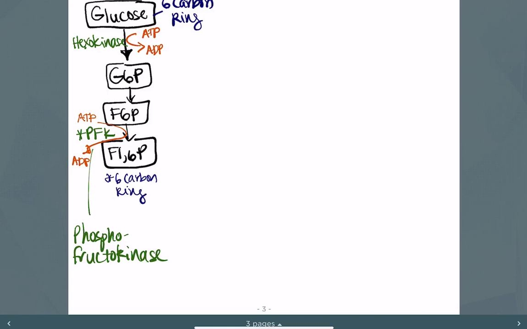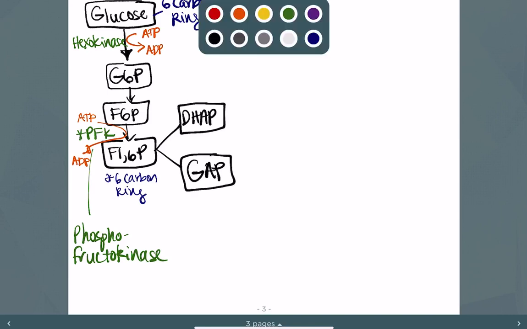Since my words got a little tangled, I will say that a second time. F16P is a 6-carbon ring. This next step is going to split the 6-carbon ring into 2 separate 3-carbon molecules. So F16P will become DHAP, which is a 3-carbon molecule, and GAP, which is a 3-carbon molecule.